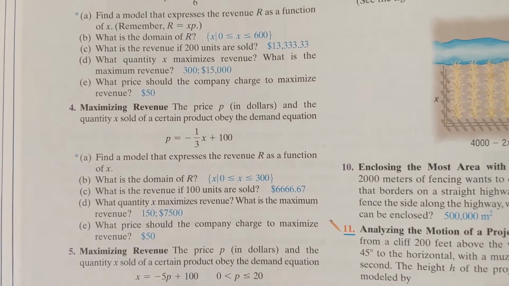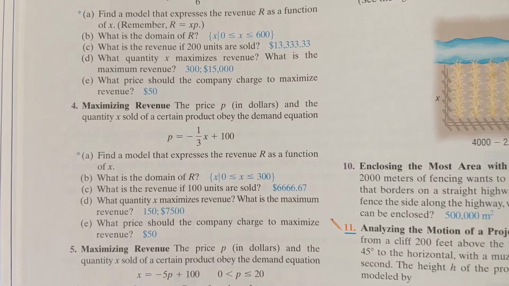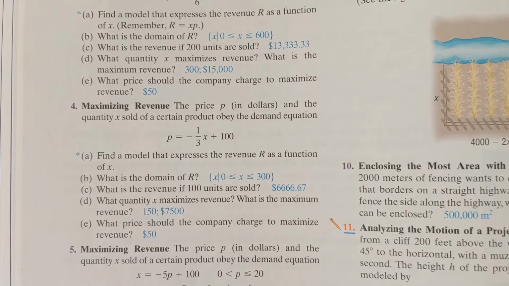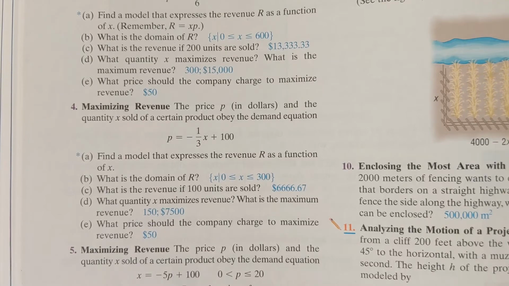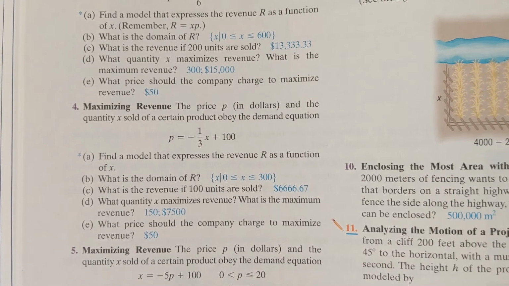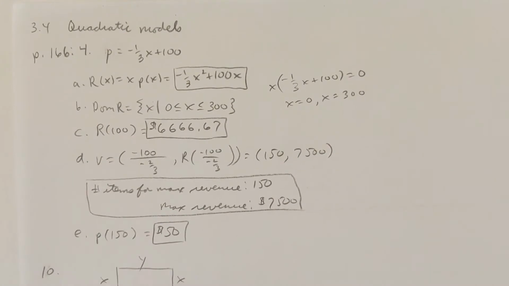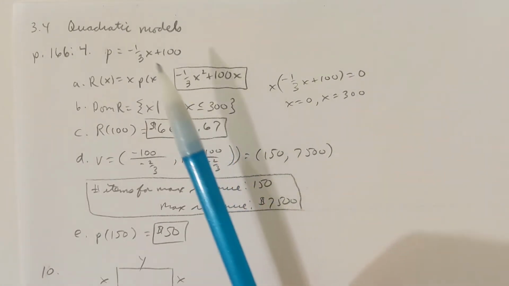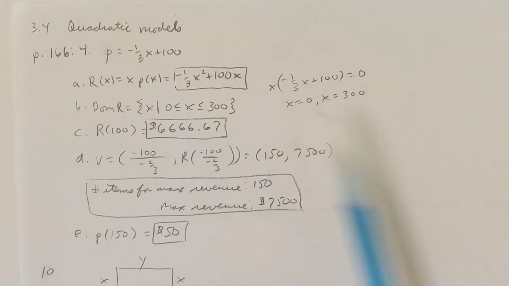Maximizing revenue. The price P in dollars and the quantity X sold of a certain product obey the demand equation P equals negative 1/3 X plus 100. Part A, find a model that expresses the revenue R as a function of X. The revenue is X times P of X. So I would just simply multiply P of X times X to get R of X.